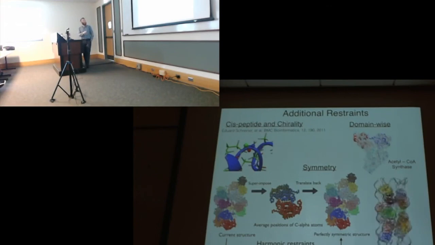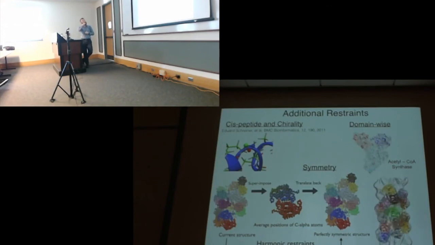Another common restraint that we use are cis-peptide and chirality restraints. This keeps our peptide bonds from forming cis-peptides where you don't want them, and also keeping the chirality of our side chains in the appropriate conformation. Normally, you don't really have to worry about this in normal MD simulations, but because we're adding in these extra forces, we can contort our system in some cases, and so we want to be careful not to introduce any stereochemical errors.